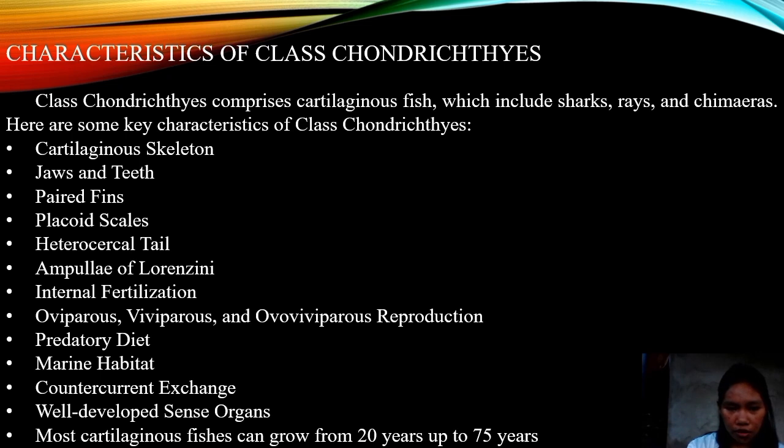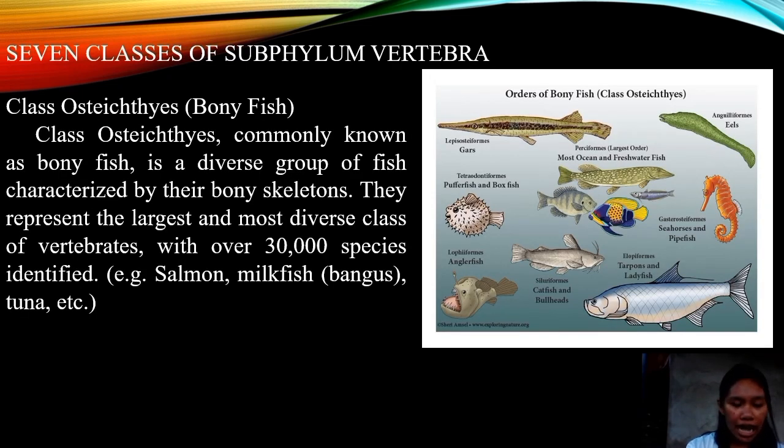So next is the class Osteichthyes. Class Osteichthyes, commonly known as the bony fish, is a diverse group of fish characterized by their bony skeletons. They represent the largest and most diverse class of vertebrates, with over 30,000 species identified. These fish are characterized by their skeletons, which are primarily composed of bone.